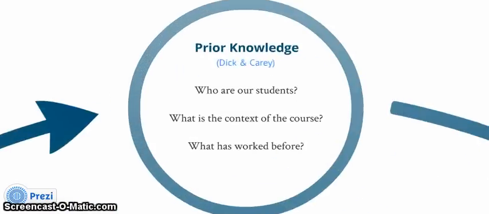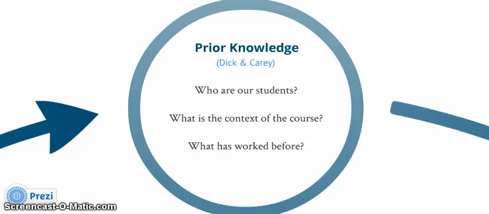So we're going to begin again with prior knowledge, activating prior knowledge from the Dick and Carey model. Who are our students? What's the context of the course? What do our students already know? What skills do they already have? How can we connect things to their lives based on what their lives are? So we need to know all of these things in order to really effectively connect with those students.